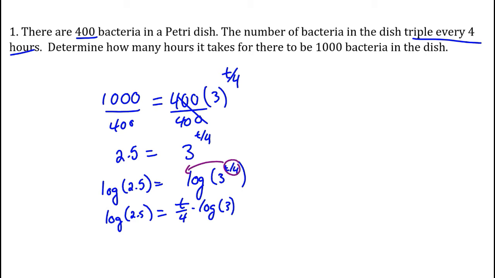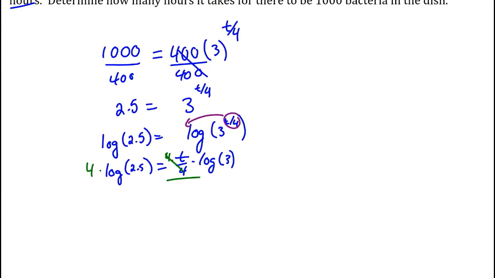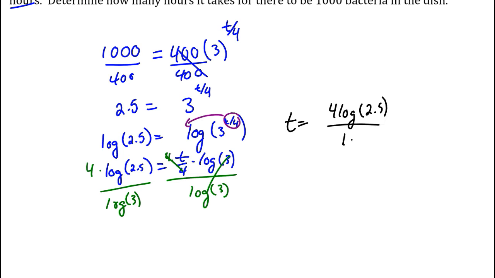I want to get t all by itself. Well, I'm going to multiply by 4. And then divide by log 3, because log 3 is actually a number. It doesn't look like just one old number, but it's a plain old number. So t equals 4 log 2.5 over log 3.